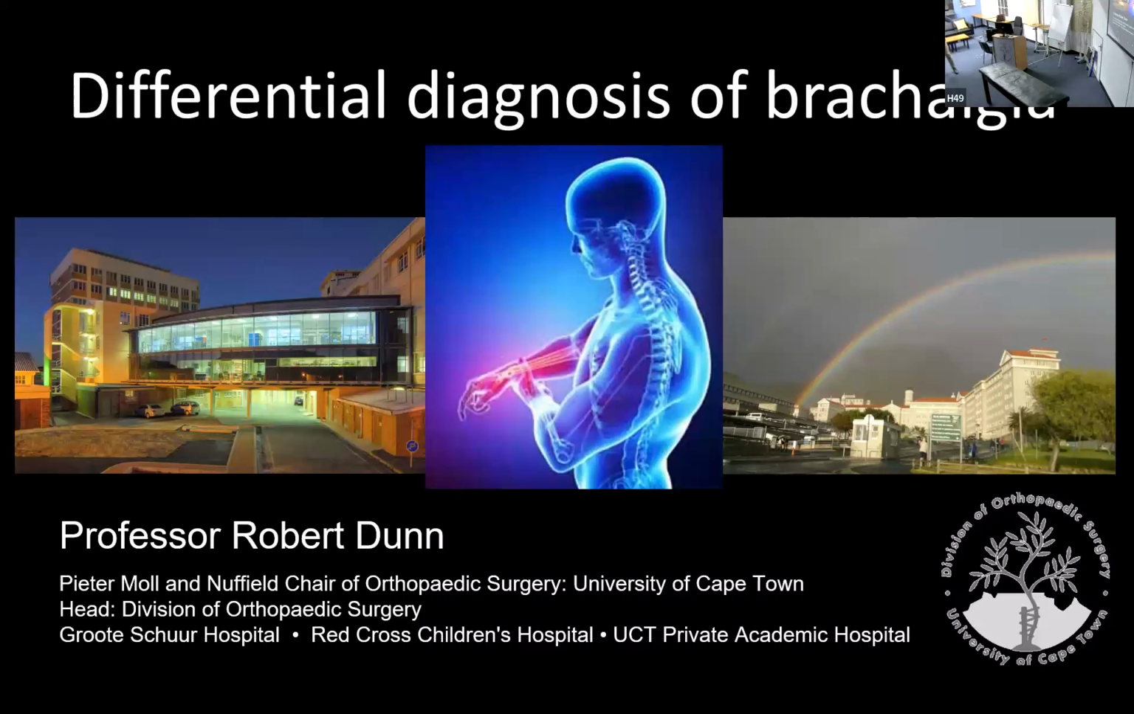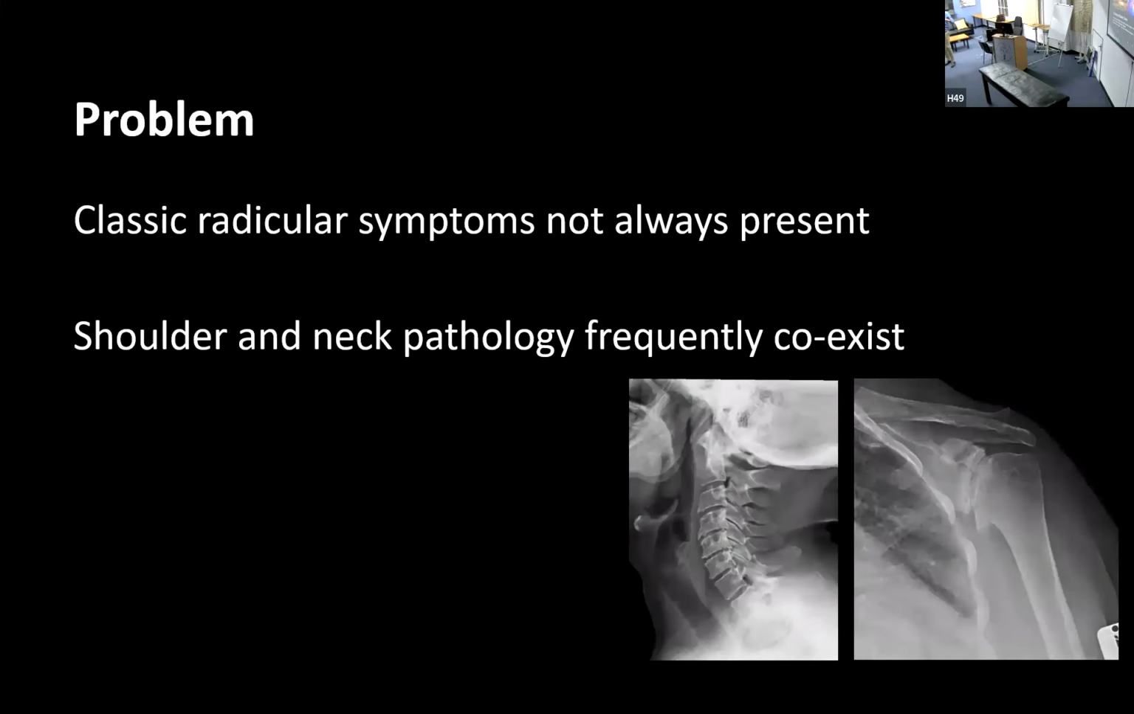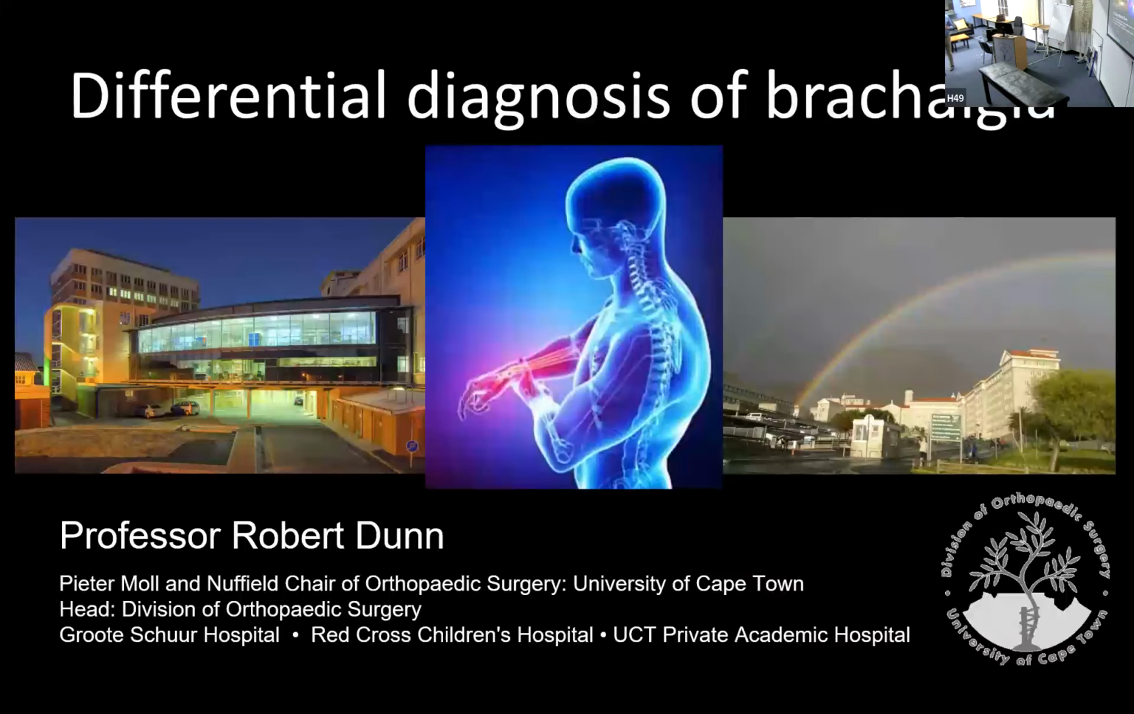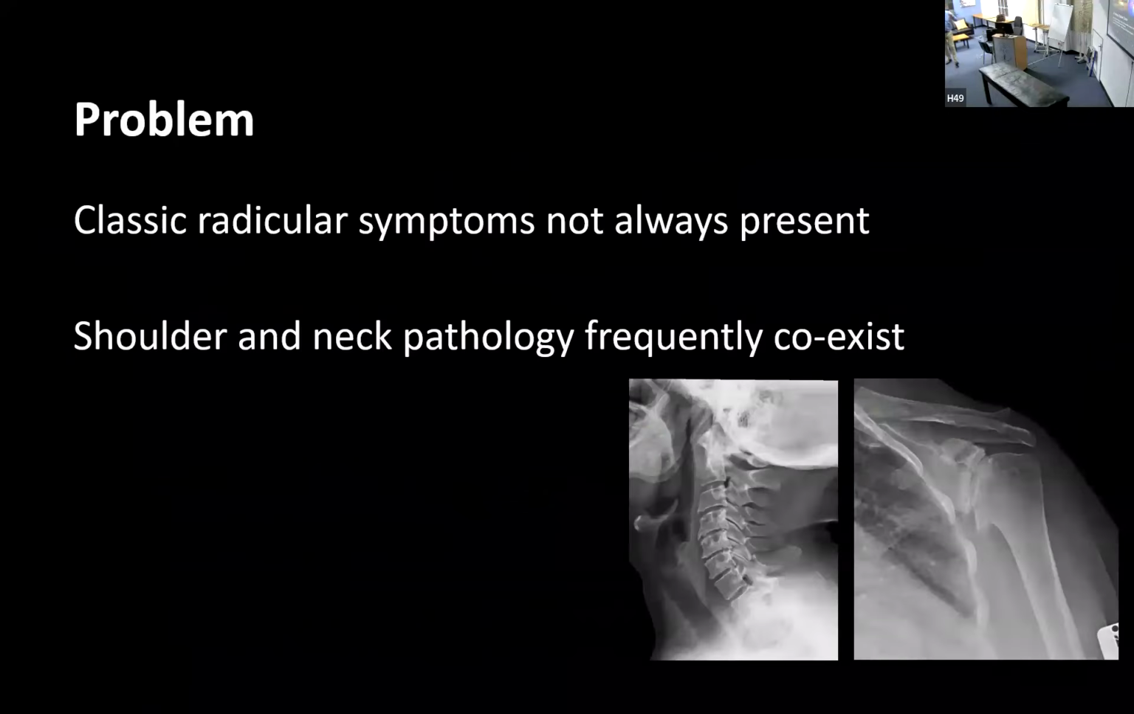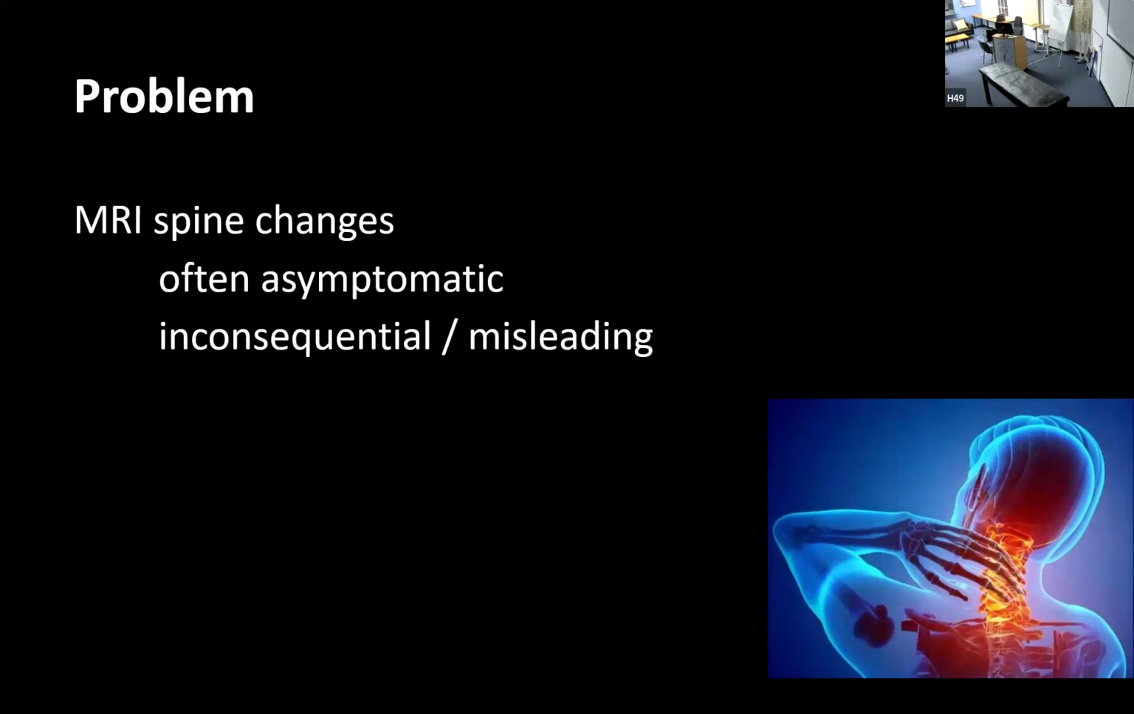So I'm going to give two talks on differential diagnosis because I think at your level, and I don't mean it in a demeaning way, most of you are not going to do spinal surgery, but you will see patients with spinal complaints. This is a differential for arm pain, because people don't come to you with cervical radiculopathy. They come with arm pain, okay? And shoulder and neck pathology frequently coexist. This is where a lot of patients get mixed up.